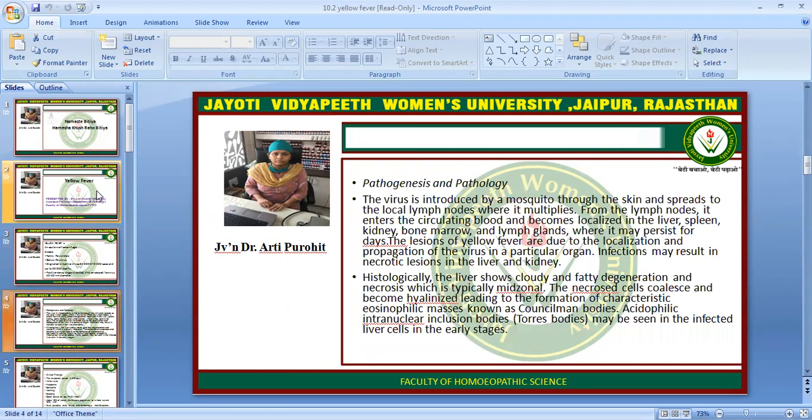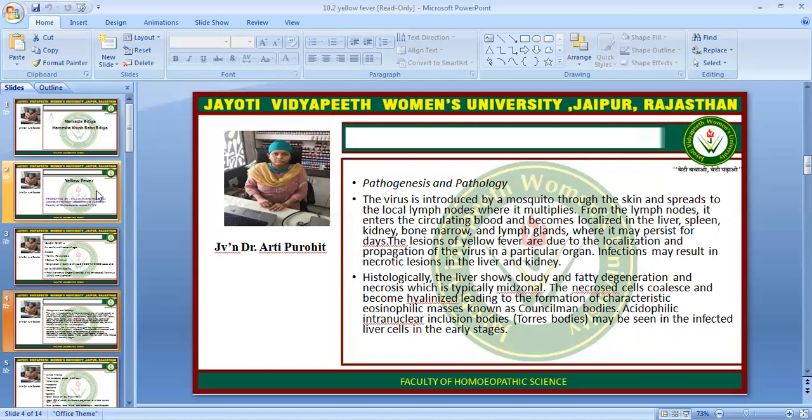Pathogenesis and pathology. The virus is introduced by a mosquito through the skin and spreads to the local lymph node where it multiplies. From the lymph node, it enters the circulating blood and becomes localized in the liver, spleen, kidney, bone marrow and lymph gland, where it may persist for days. The lesions of yellow fever are due to the localization and propagation of the virus in a particular organ. Infections may result in necrotic lesions in the liver and kidney.